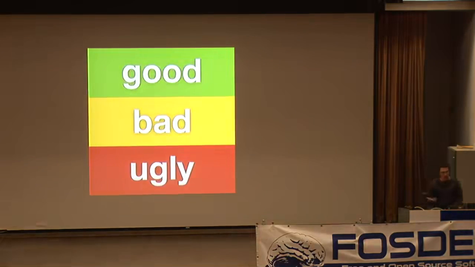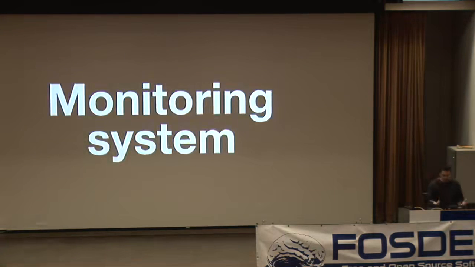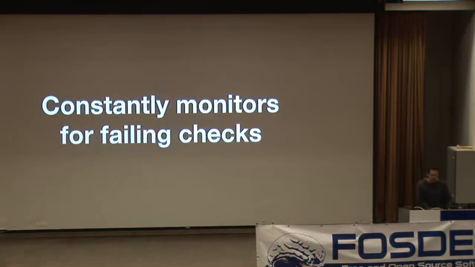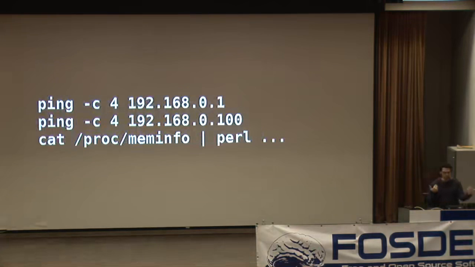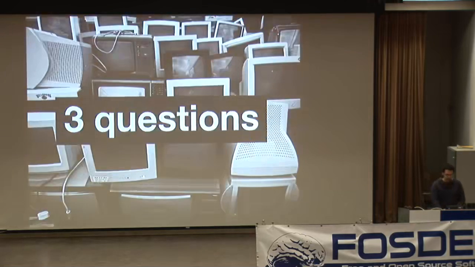And generally what happens at the end of that is it will return good or bad or ugly, whether what you were testing was within the parameters that you were expecting. And a monitoring system is constantly monitoring for failing checks. So basically, it's running through this gigantic list of things that you want to check, and it's going to notify if something is amiss, something is not the way that you expected it to be.